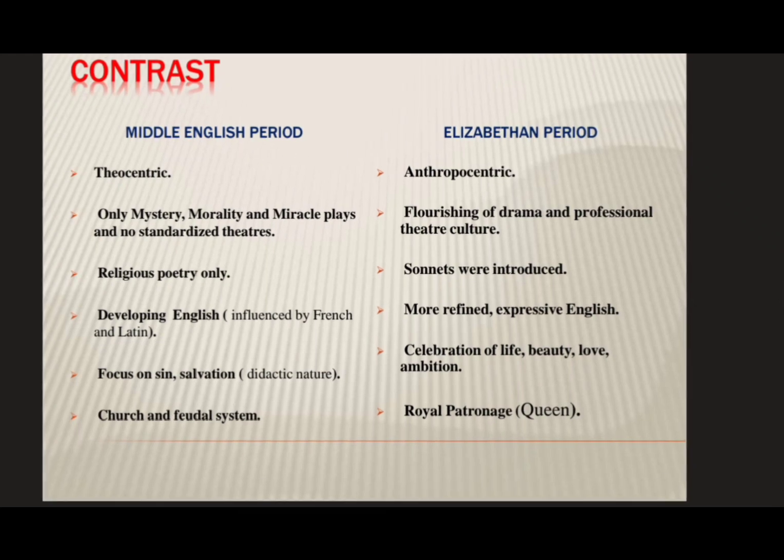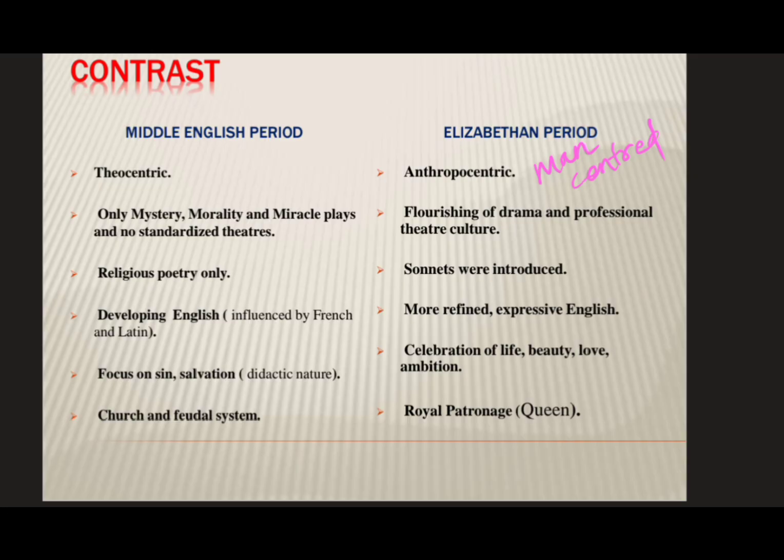So first and most important contrast is Middle English period was theocentric and Elizabethan period was anthropocentric. What is the meaning of theocentric? Theocentric is God-centered ideology. So Middle English period's literary works were all God-centered. They used to talk about forgiving, sin, salvation, and Bible. But in the Elizabethan period, in the anthropocentric ideology, we see the man-centered texts. They started writing about life, about society, about beauty, about love. So these were all the major differences between Middle English period and Elizabethan period.